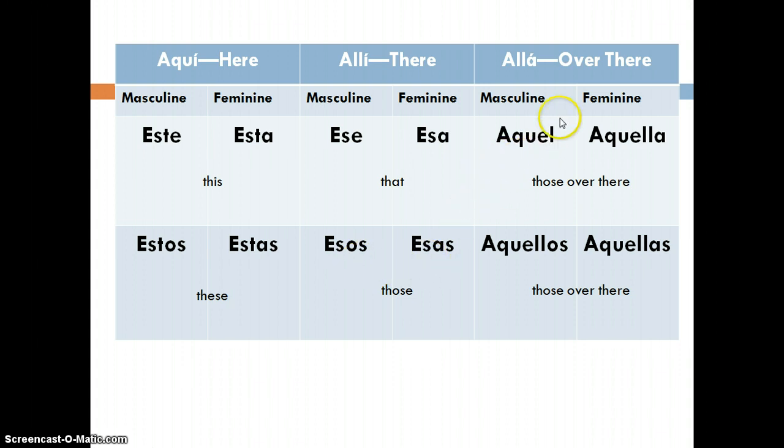Finally, our last category of demonstrative adjectives, when I talk about things that are way over there. We have the masculine and feminine side. The masculine form would be aquel. So if I say aquel libro, that means that book over there. If I say aquella, then it means that one over there, feminine. I have aquellos and aquellas. The same idea, those over there. So go ahead and pause this video so you can copy down this chart.